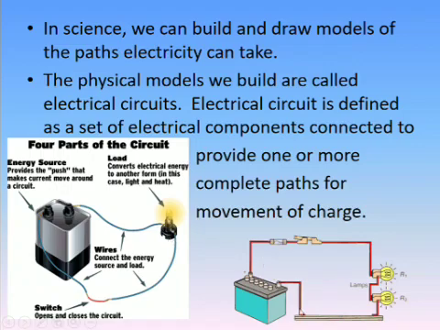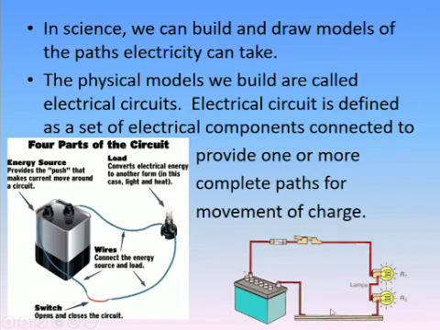Also here you can see another electric circuit. You can see we have two bulbs and we have a dry cell. They are connected with wires, and also here you can see the switch. In this case the switch is closed. So as you can see here, the two bulbs lighted.